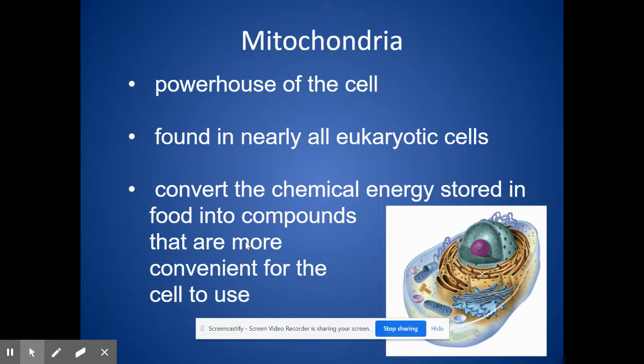The next is the mitochondria, sometimes the mighty mitochondria. It is called the powerhouse of the cell. So you can think of it like a power plant. It is found in nearly all eukaryotic cells, and it converts chemical energy stored in food, so the food we eat, into compounds that are more convenient for the cell to use. The easier way to say that is it makes energy. So that's why I called it the power plant.